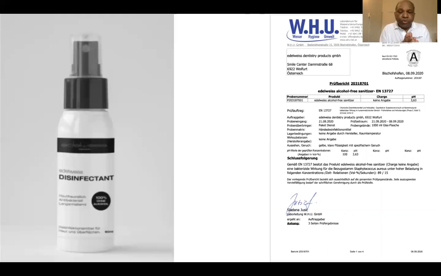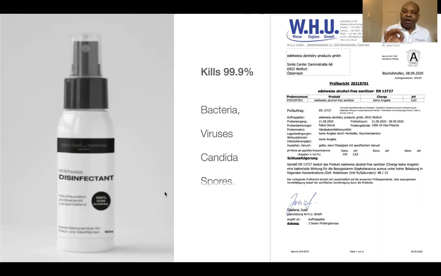So not only did we look at the safety of the disinfectant, we wanted to see how effective this is. Does it really kill all the pathogens? A WHO lab in Austria, an independent lab, has done studies for us, and they found that not only does it kill the bacteria and viruses, but it kills candida and spores as well.